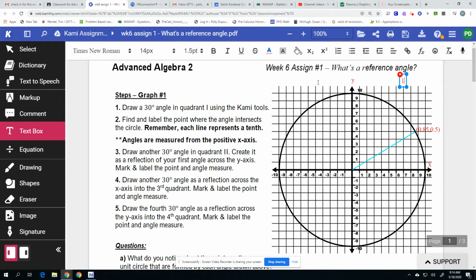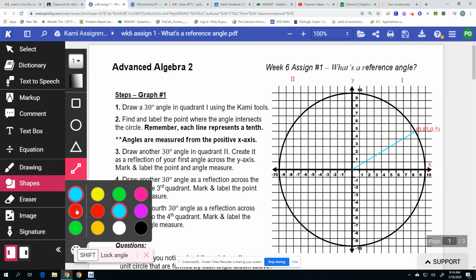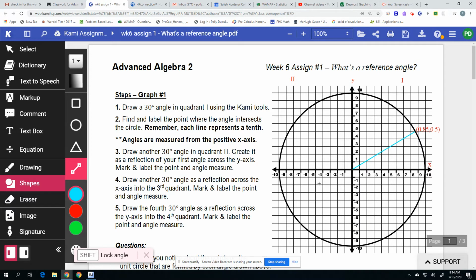This is quadrant 1, and typically we use Roman numerals. This is quadrant 2 over here, so I'm going to go quadrant 2. Those quadrant names, they always go in that direction because of the direction the sun rises and sets. So it says reflect that over. So again, I'm going to go get my shape. I'm going to go get a line, and this time I'll just make it the same color.